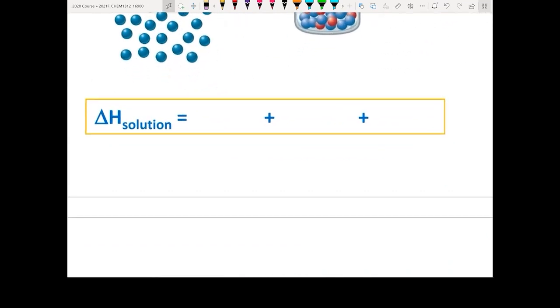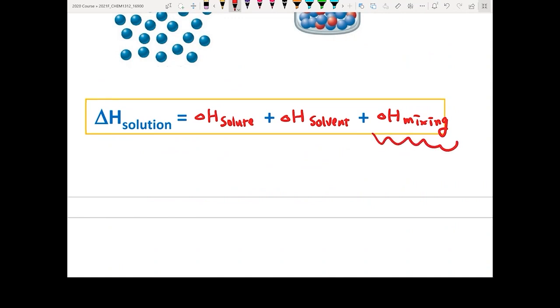To summarize, the enthalpy change of your solution is just the sum of three terms: delta H solute plus delta H solvent plus delta H of mixing. After combining all these effects, you get your delta H of solution. If delta H mixing is the dominant term, then you're going to form the solution. But if delta H solute and delta H solvent dominate, you're going to consume a lot of energy to make things mix well together.